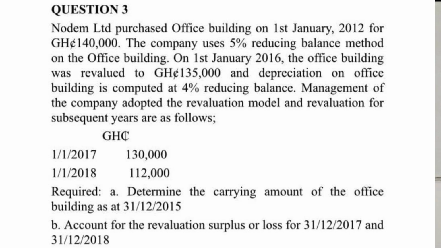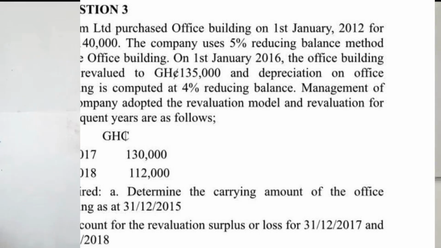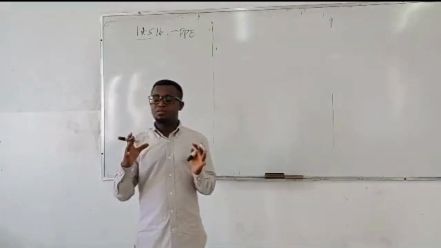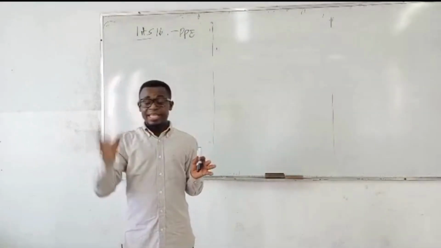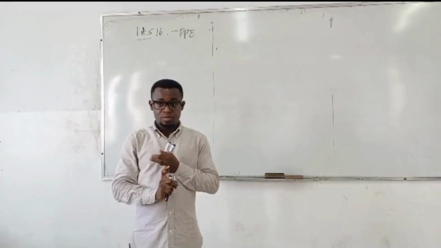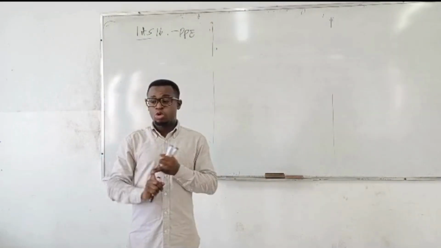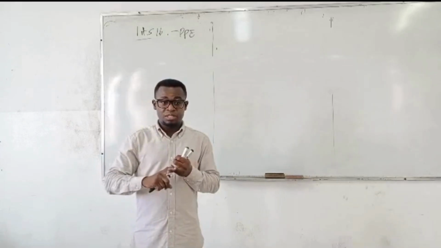Required: A. Determine the carrying amount of the office building as at 31st December 2015. B. Account for the revaluation surplus or loss for 31st December 2017 and 31st December 2018. Alright, so this is a question under IAS 16. Now, we could see that some of the items to pay attention to in the question are the years, the reporting years, and the currency, that's the monetary measurement concept in accounting.